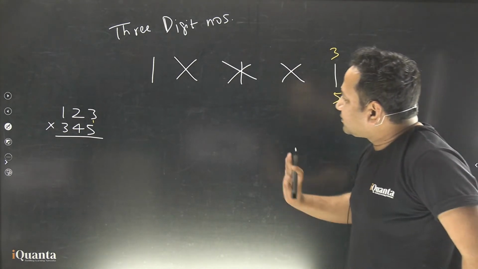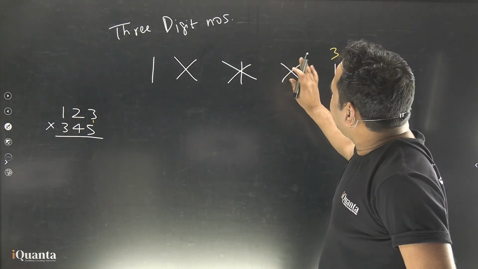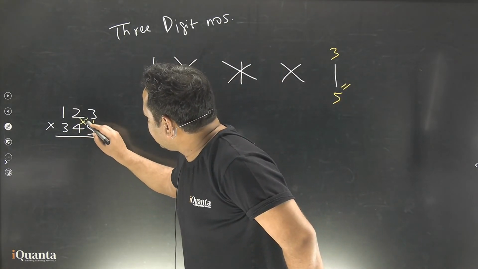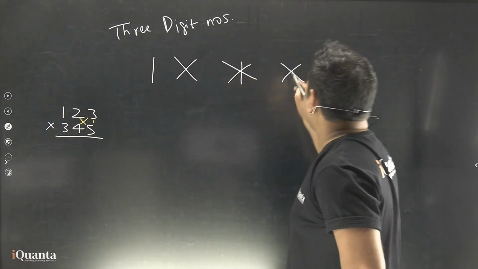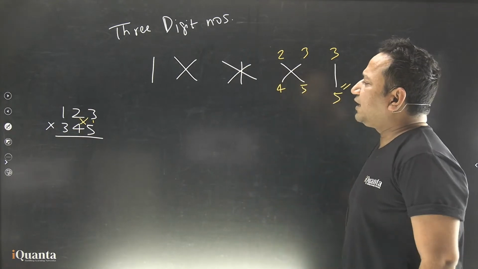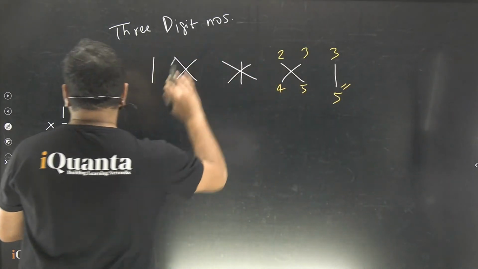Now look at this. What is this doing? 2 from the right. 2 digits from the right. 23 and 45. So I'll write 2, 3 and 4, 5. Okay, so we are doing the same thing. It's just that 3 digits are there. So there's one extra, this star.